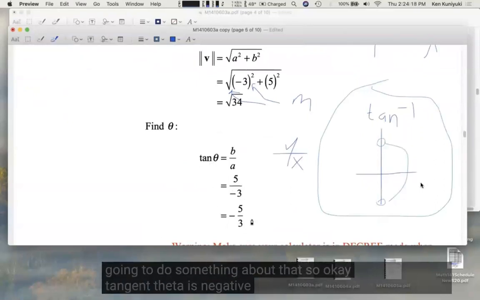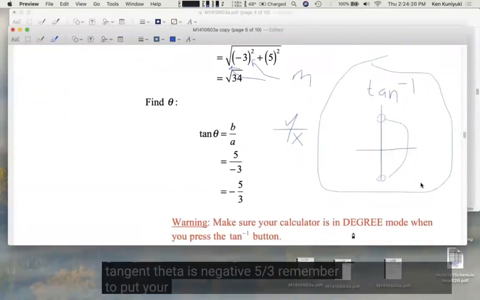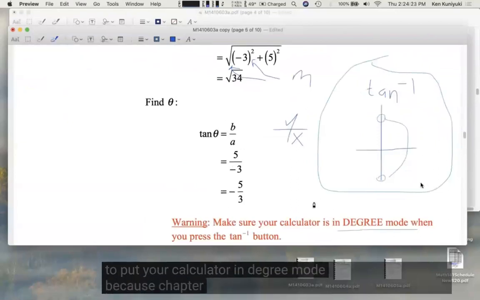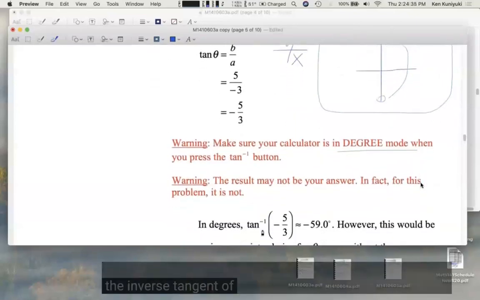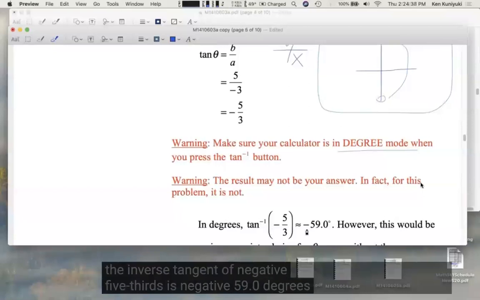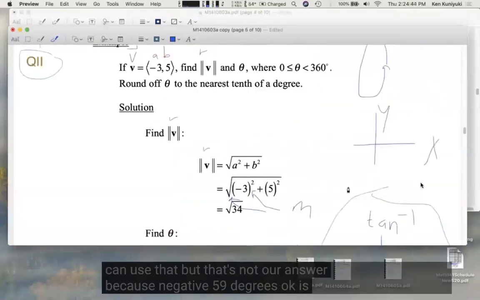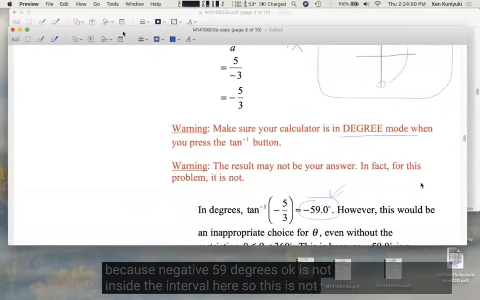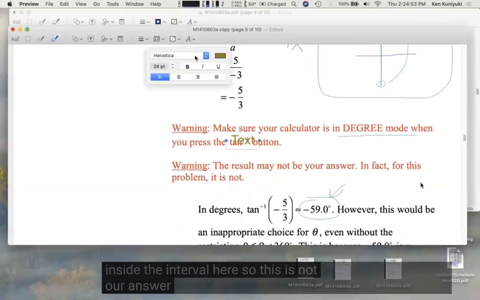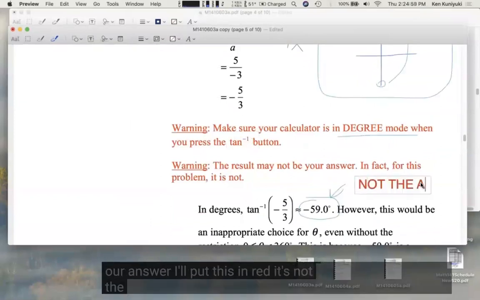So again, tangent theta is negative 5/3. Remember to put your calculator in degree mode, because in chapter six, we tend to deal with degree measure. The inverse tangent of negative 5/3 is negative 59.0 degrees. We can use that, but that's not our answer, because negative 59 degrees is not inside the interval here. I'll put this in red. It's not the answer.